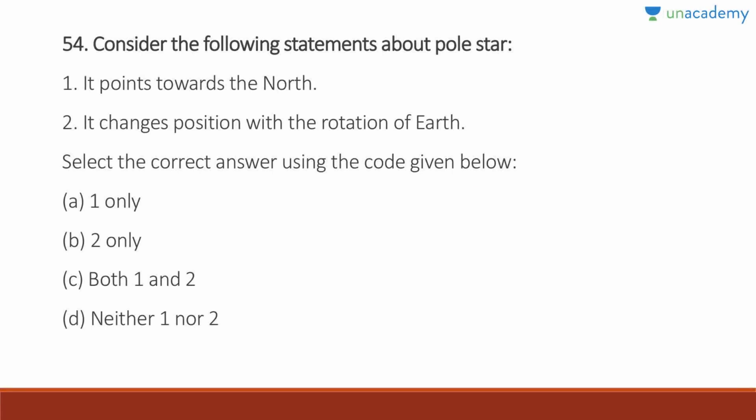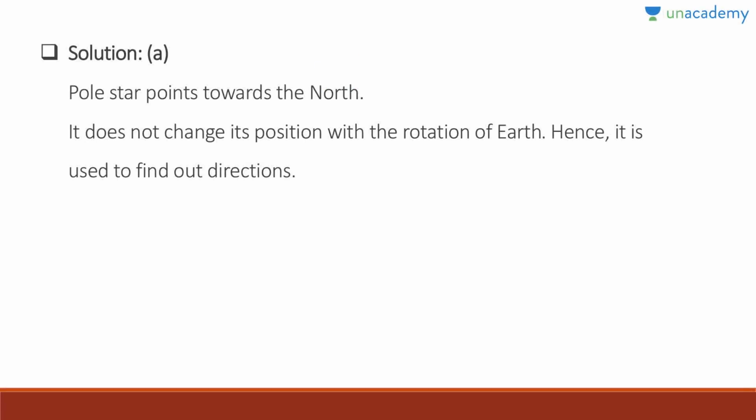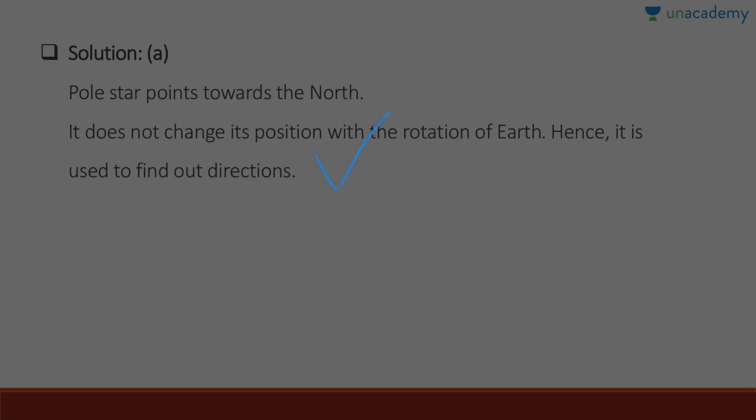Question number 54. Consider the following statements about the pole star. It points towards the north. Yes, that is why it is the North Pole star also. It changes position with the rotation of the earth. If it changes position, then why would it be called North Star, right? It does not change its position. That is why it is used for navigation. It is also called the celestial North Pole. Answer here is A, 1 only. It does not change its position with the rotation of earth. Hence, it is used to find out directions.